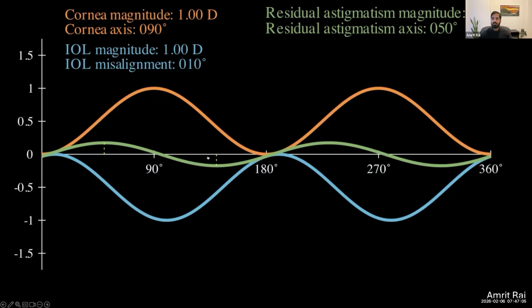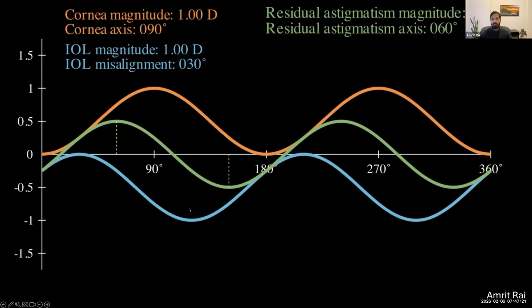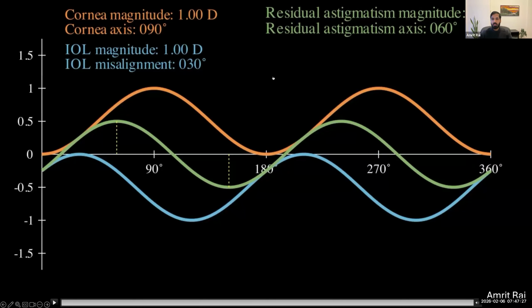As this happens, we can see how the resultant green curve starts to change. With 10 degrees of misalignment of this IOL, we start to develop some residual astigmatism at an axis of around 50 degrees. If we continue this IOL shift, at 30 degrees of misalignment, we notice something interesting. In the top right corner, we can see that the residual astigmatism has a magnitude now of exactly 1 diopter. But also, if we just look at our graph, we can see how the green curve looks exactly like the orange curve, just shifted down and to the right, or down to the left.